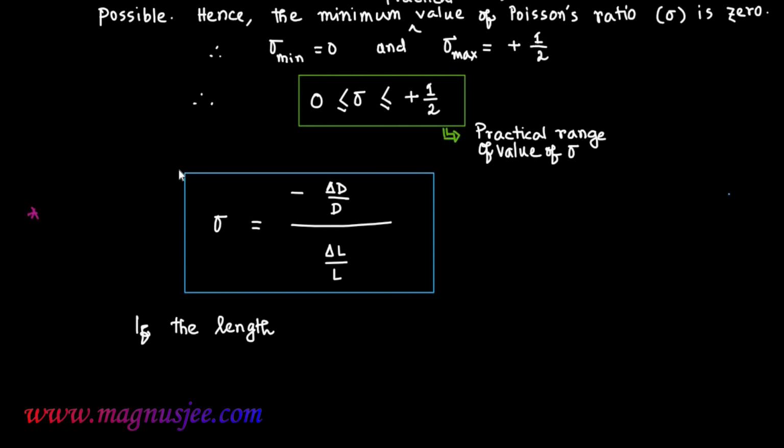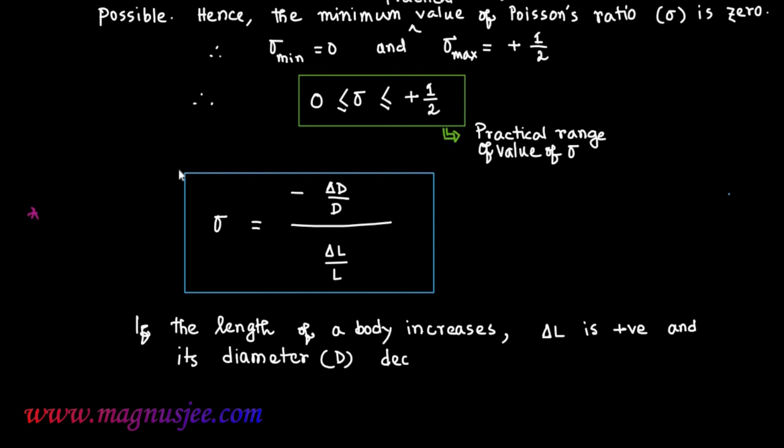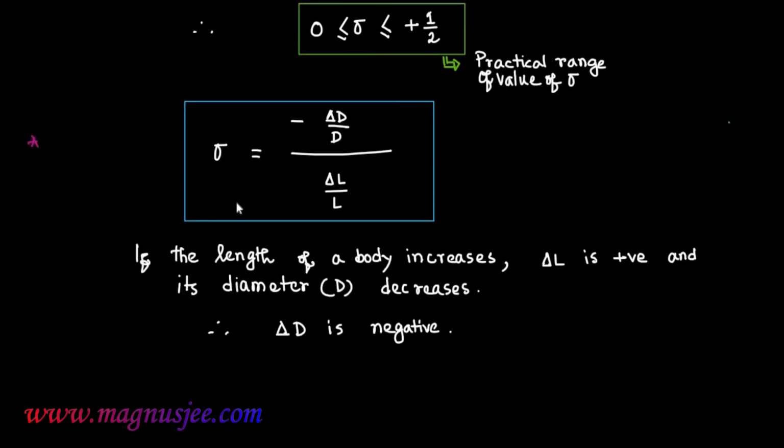If the length of a body or cylindrical wire increases, delta L is positive, meaning change in length is positive, and its diameter d decreases. Therefore, delta d is negative. As diameter decreases, change in diameter, that means delta d is negative. Hence, Poisson's ratio will be positive. Poisson's ratio is always positive.